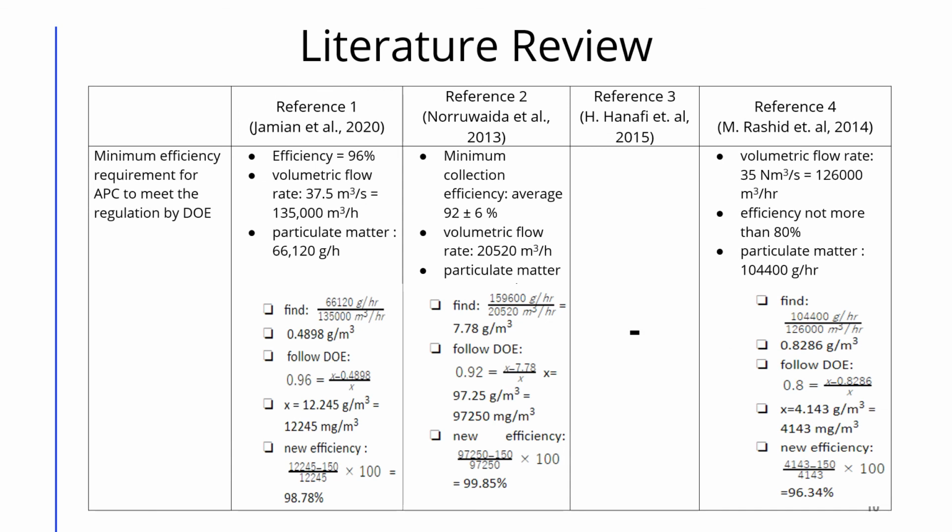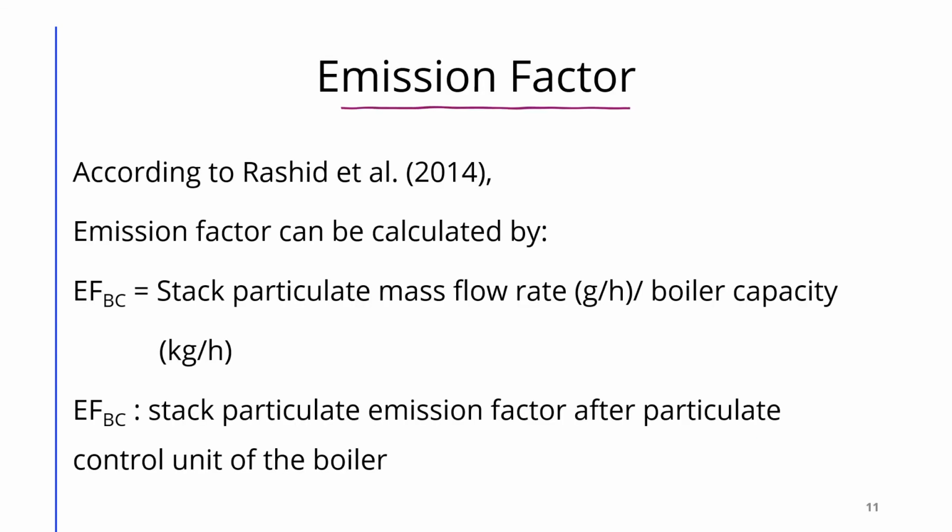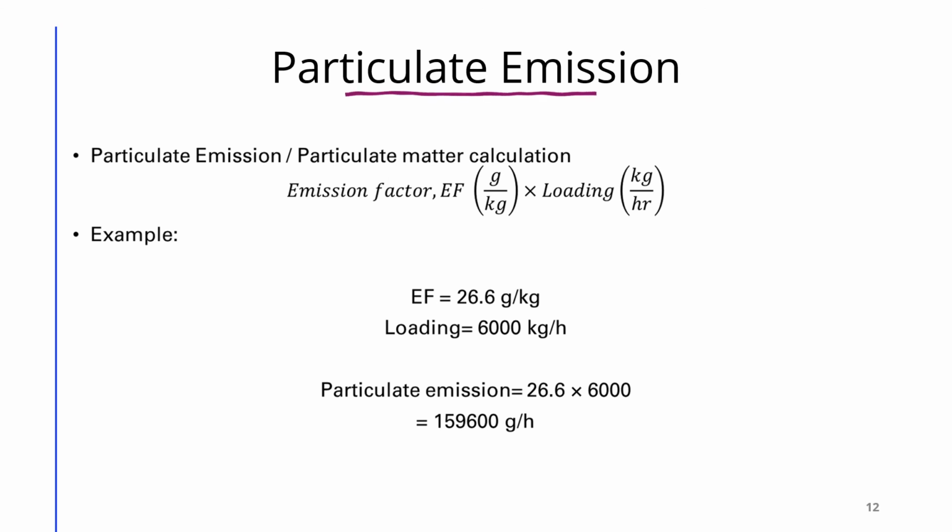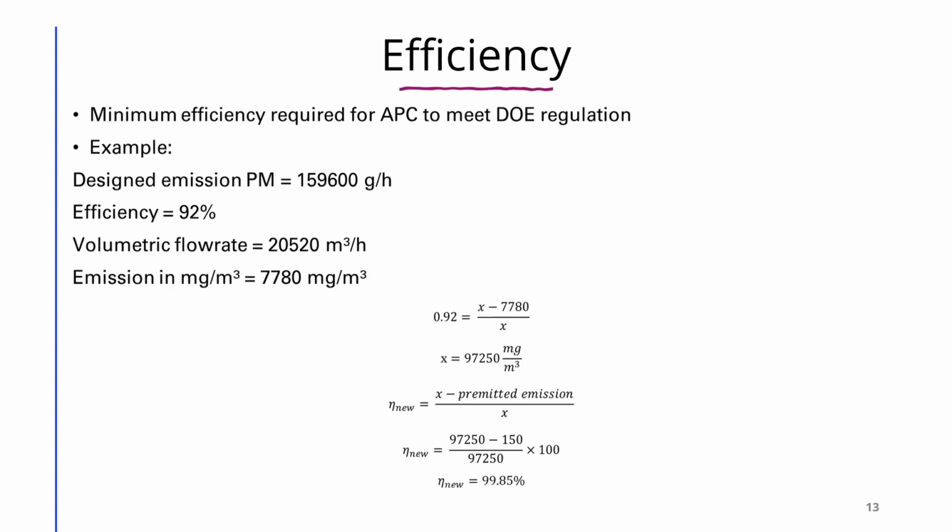As the minimum efficiency has been gained from the reference, the new efficiency which follows the DOE regulation can be calculated. According to Rashid, the emission factor can be calculated by using the equation shown in this slide, and the calculation has been shown in the previous slides. As a result, the particulate emission was calculated by this formula, which is emission factor times the load of the fiber and shell. As shown in this slide, the new efficiency can be identified.